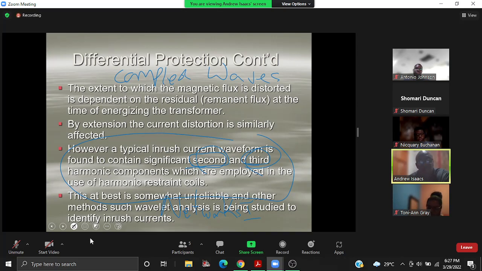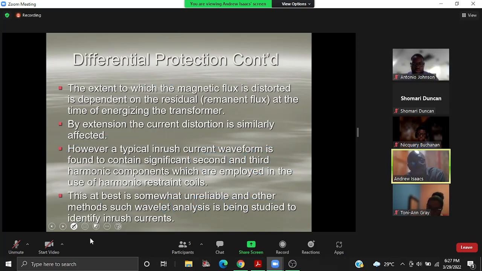Now, the other method, and I put this in because it was what I did in my master's degree, is that instead of using the harmonic restraints, we use wavelet transform, which is quite similar to Fourier analysis. Because you know, of course, that the harmonic analysis is really based on Fourier. But the wavelet analysis is the same principle. However, the term wavelet just means little wave.